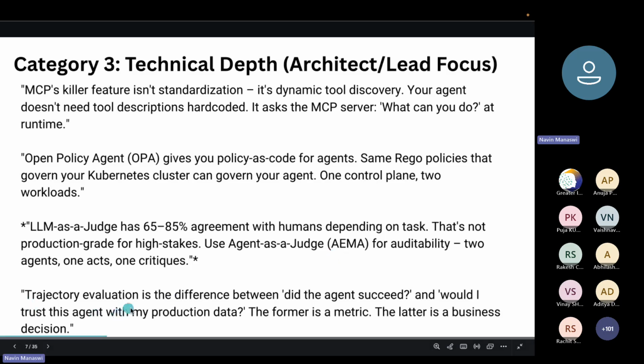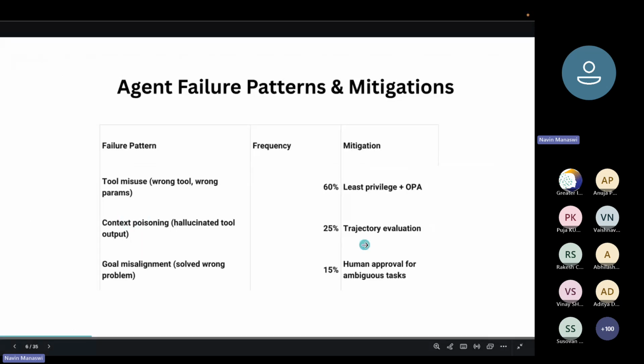Now trajectory evaluation is the difference between did the agent succeed and would I trust this agent with my production data. So the format is a metric. If you remember, we have already done it in the last slide. So I'll show you right now. This is it. In the context poisoning issue, the governance says to apply trajectory evaluation. They will analyze step one to step two to step three, and analyze whether we are navigating in the right way or not.